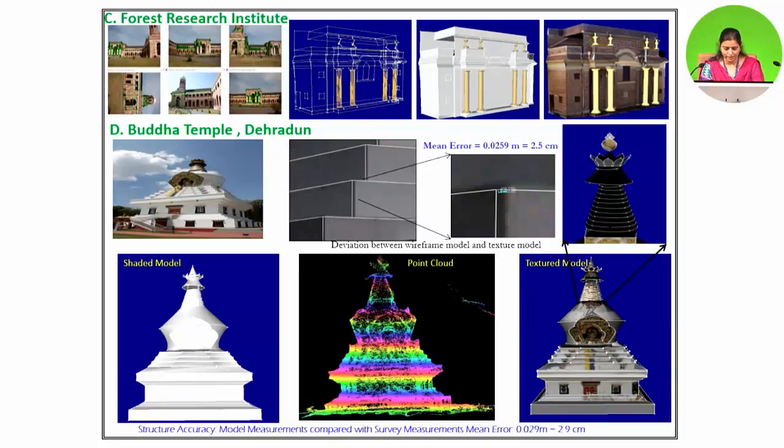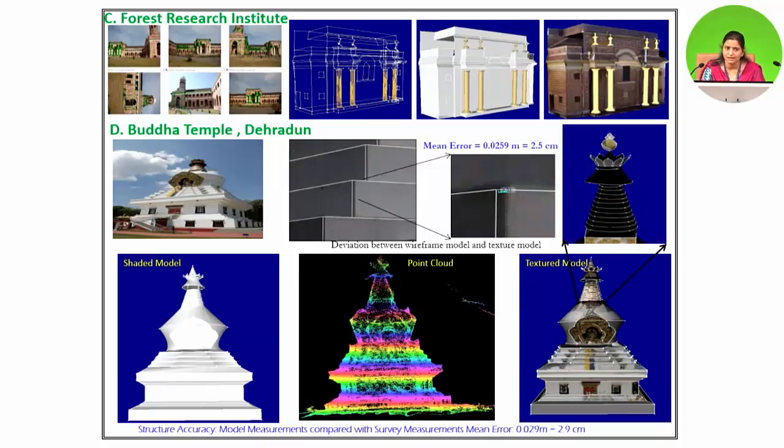This error of the model was studied in detail for the Buddha temple model. At 20 locations, the coordinates of the wire mesh and texture model were compared. An average error of 2.5 centimeter was observed. The error increases with the complexity of the model. The structure accuracy of the model was also assessed. The model measurements were compared with DGPS survey measurement. A mean error of 2.9 centimeter was observed in the model coordinates.